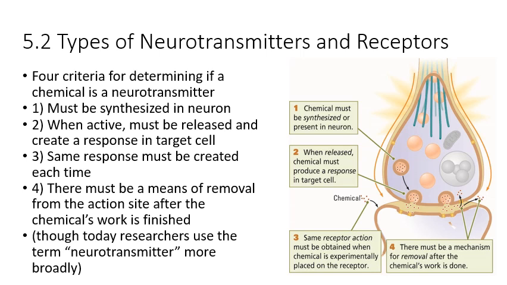Notably, these are the classical criteria for determining if a chemical is a neurotransmitter. These days, researchers use the term neurotransmitter much more broadly, so if you get further in your psychology career, you might see neurotransmitter being used more broadly. That's a trend lately in neuroscience.